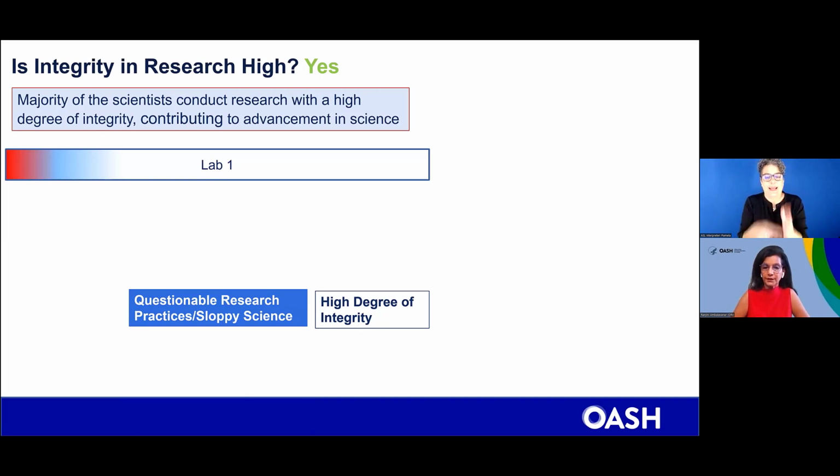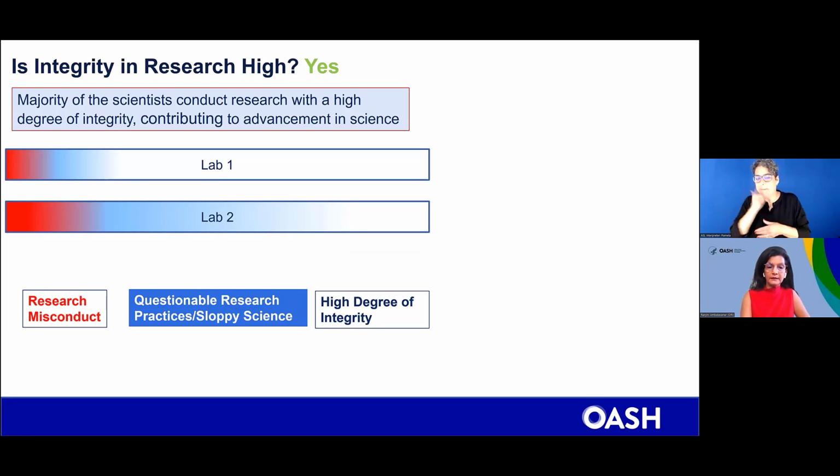and this white area indicates a high degree of integrity, but some labs will also have some questionable research practices. And maybe there is some actual data falsification, fabrication that may fall into research misconduct.